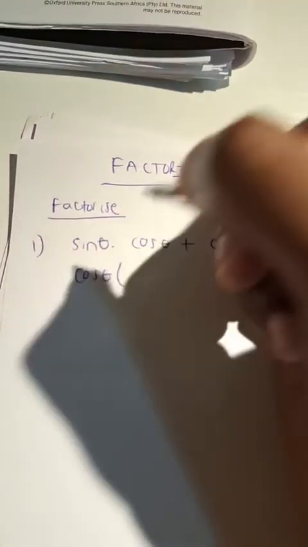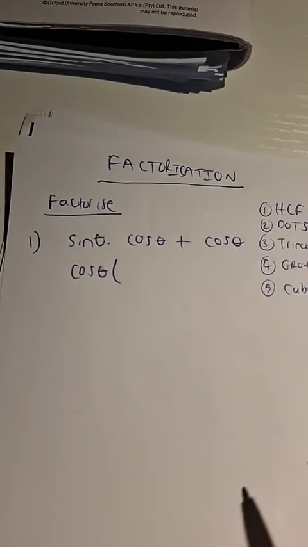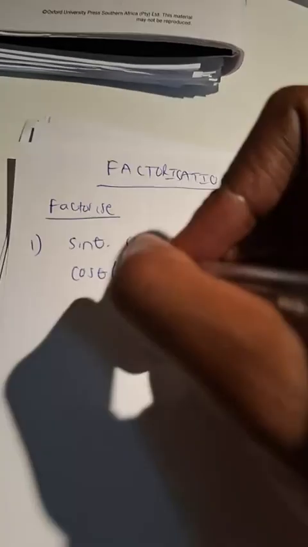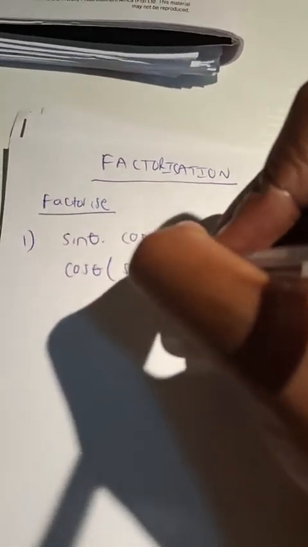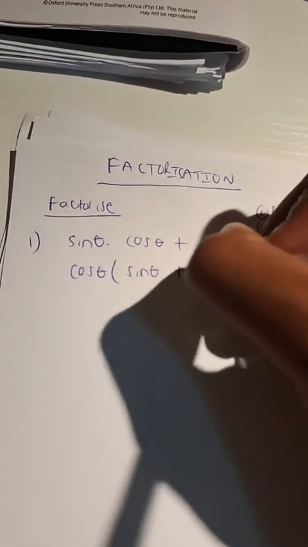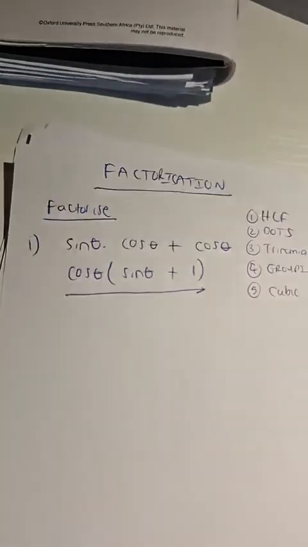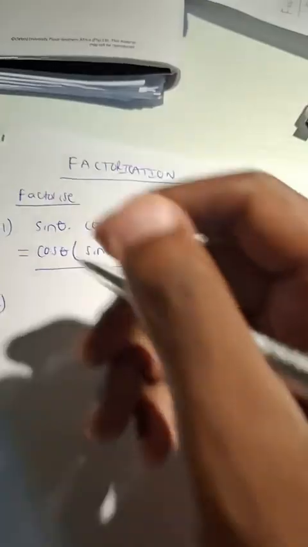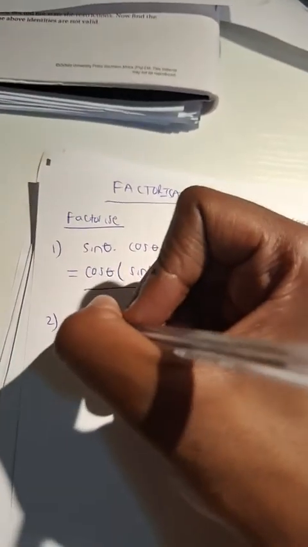Yeah, you guys are 100%. So it's cos theta. So you take that out. Then inside the bracket, on the left you are left with sin theta, and on the right you are left with plus 1. Now you need to know how to factorize. Okay, let me show you something else.